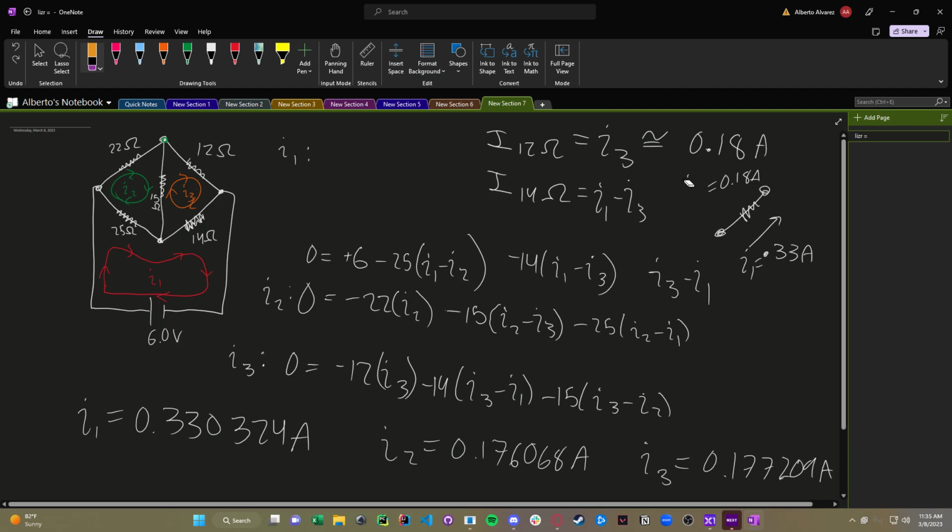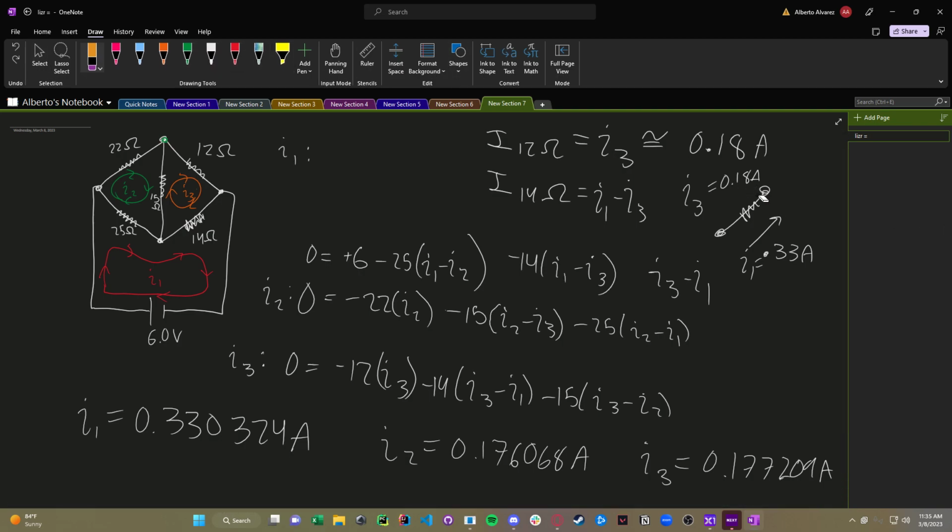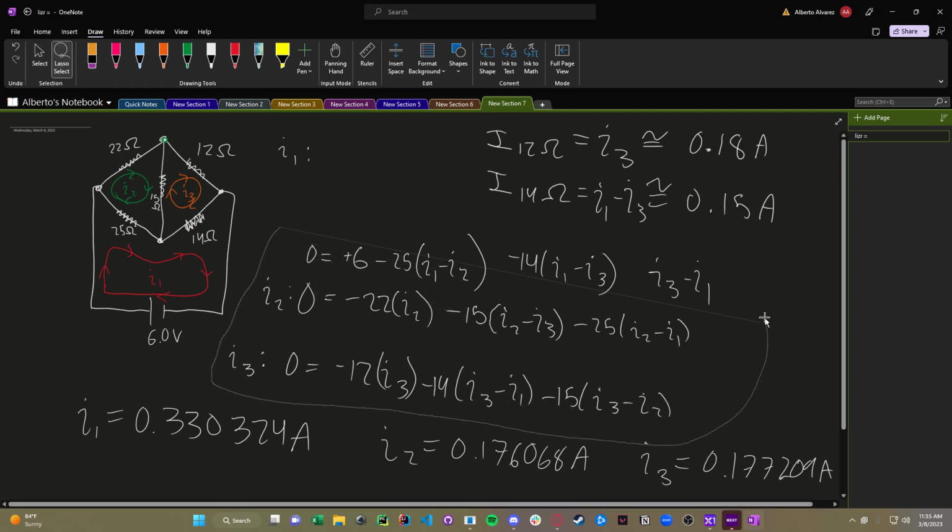So, right, going back to here, the current through this resistor would be I1 up and I3 down. However, I1 is the larger current value, so it dominates, and the net current is going to be going up. So it's going to be I1 minus I3, and that's going to be roughly, where is that? That's going to be roughly 0.15 amps. I'm going to go ahead and get rid of the equations. They're taking up a lot of space, and we're kind of past that section now.